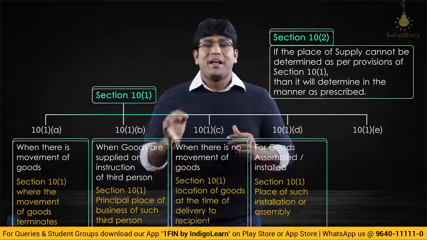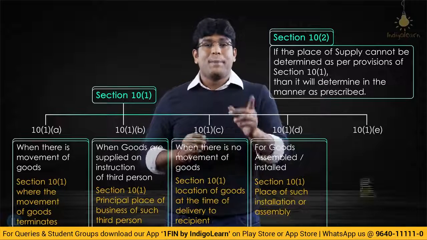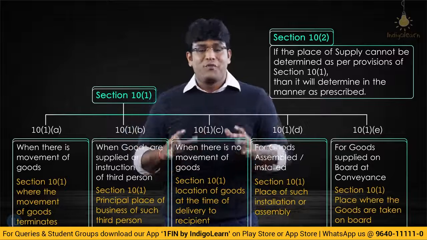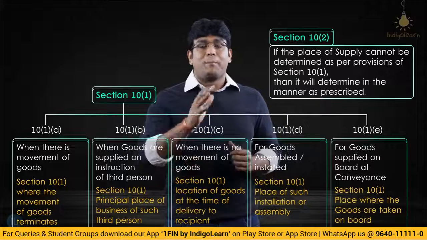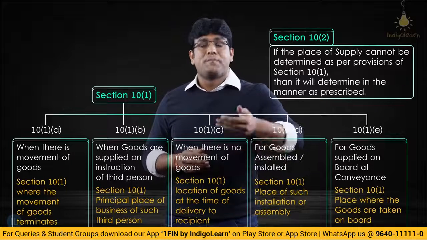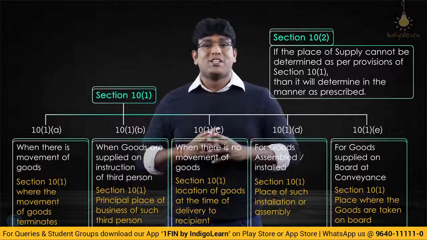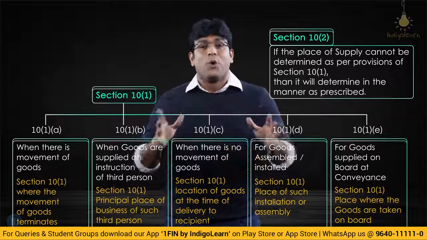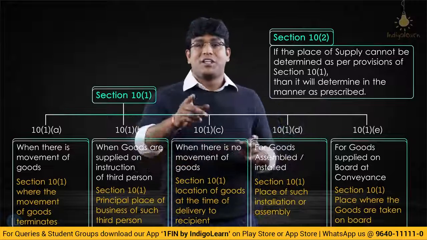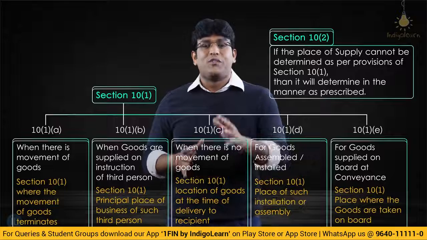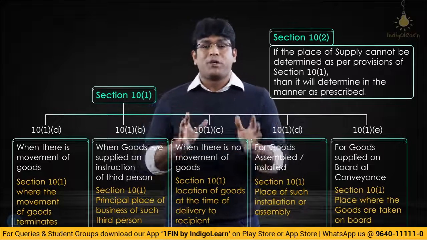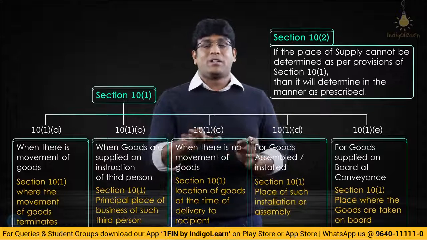Finally, last point, 10.1e, which deals with place of supply for goods supplied on board a conveyance, for which place of supply will be the place where goods are taken on board. It is not relevant where the person entered the conveyance. What is relevant is only where the goods are taken on board. That is the story of section 10 of IGST Act, which deals with place of supply in case of goods other than imported exported goods, because for import and export section 11 will apply but not section 10.